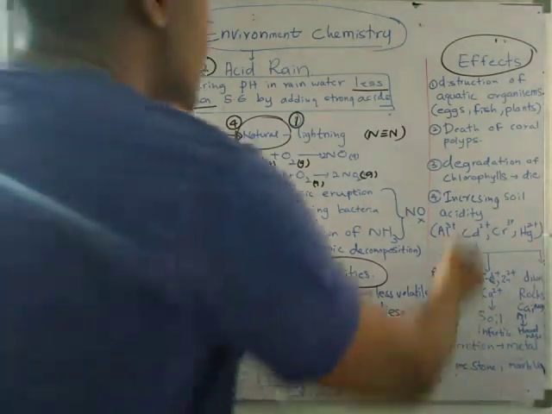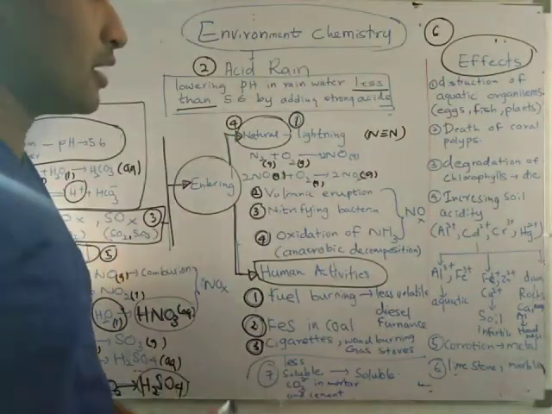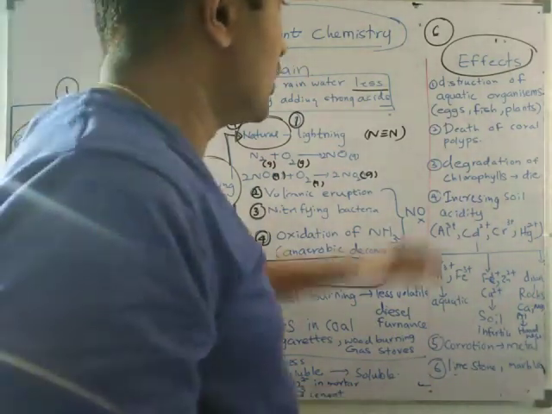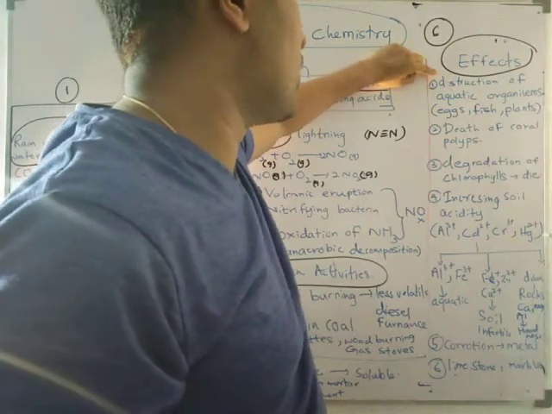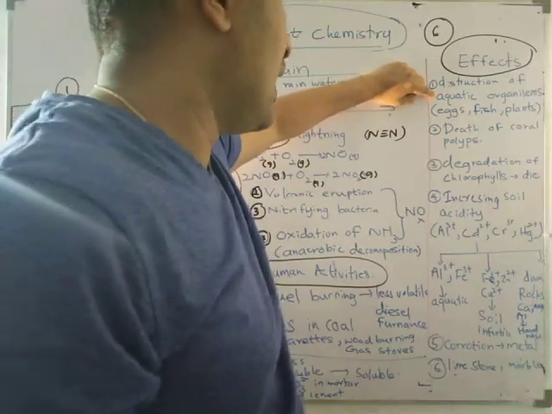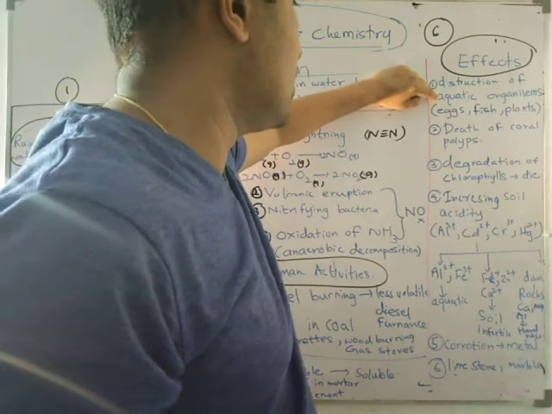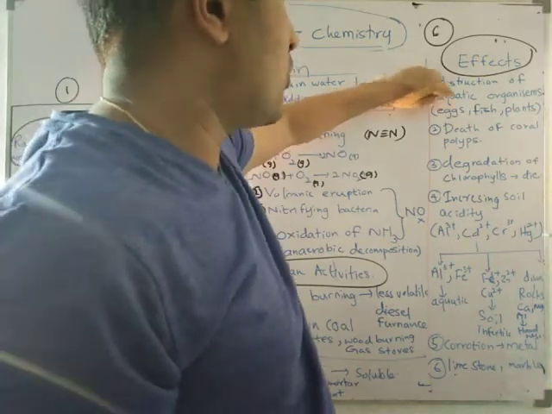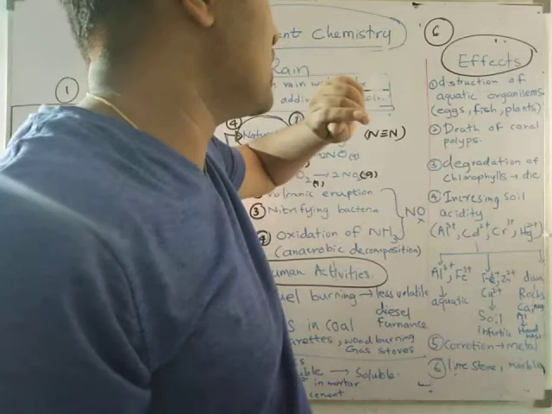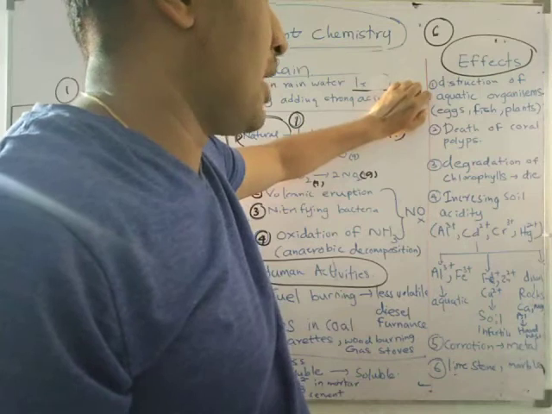Now we are coming to the sixth topic, that is effects. If you take rainwater, if it is acidic, it causes destruction of aquatic organisms. They are very sensitive organisms. Due to the lower pH values or the high acidity, their eggs, or directly the fishes, can die, or plants can die. We have small plants in the aquatic environments, so they are dying. That's the first thing that can happen.